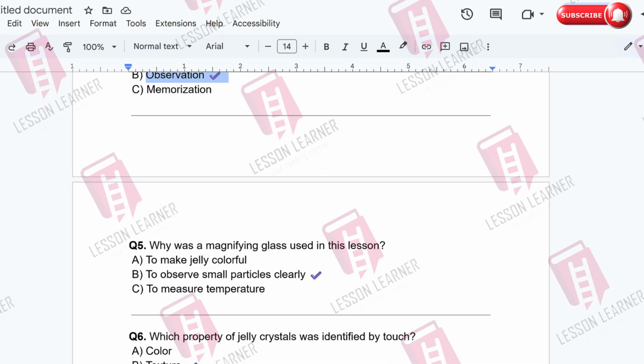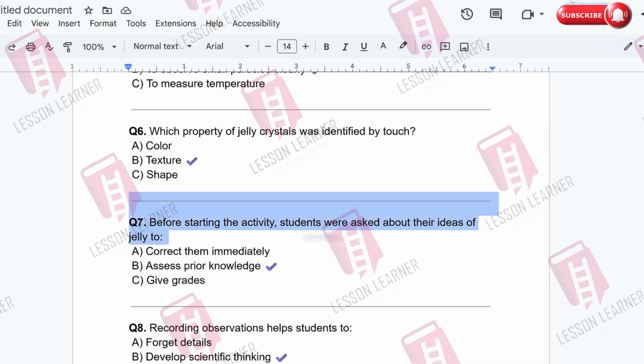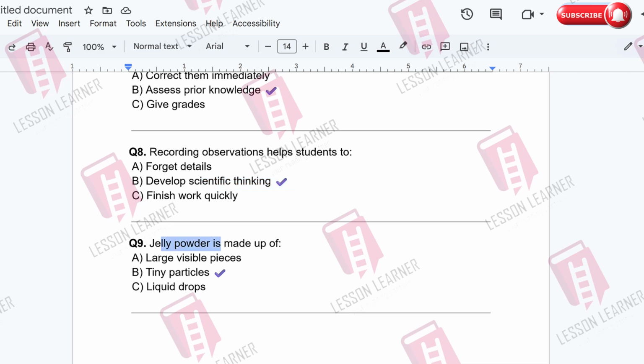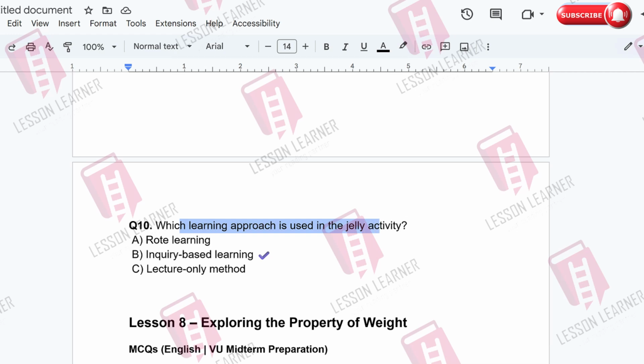It's observation. Why was a magnifying glass used in this lesson? To observe small particles clearly. Which property of gel crystals was identified by touch? Texture. Before starting the activity, students were asked about their ideas of jelly to assess prior knowledge. Recording observation helps a student to develop scientific thinking. Jelly powder is made up of tiny particles. Which learning approach is used in the jelly activity?